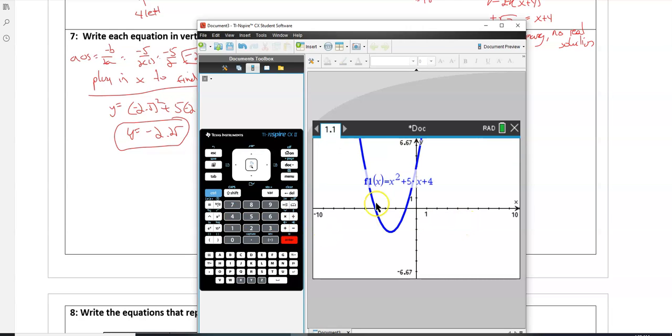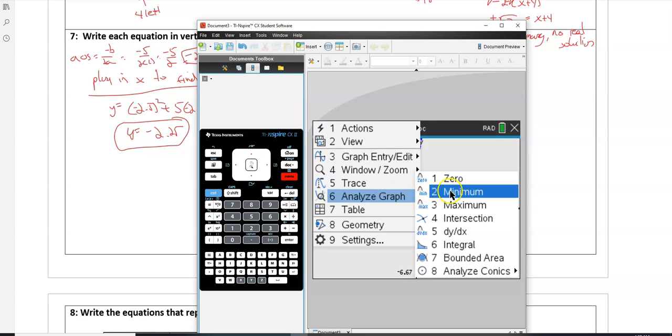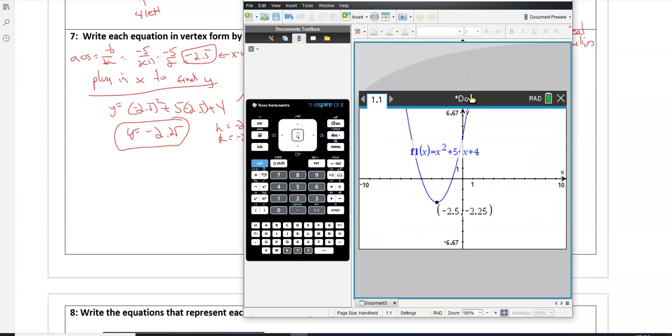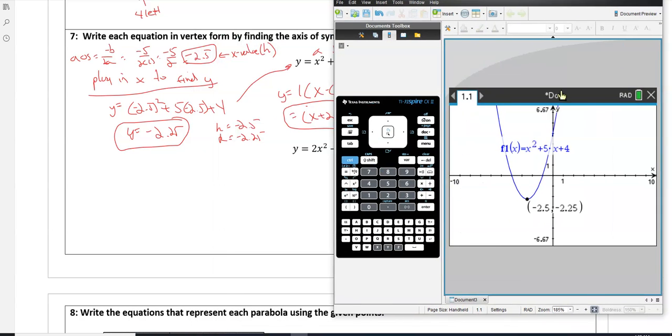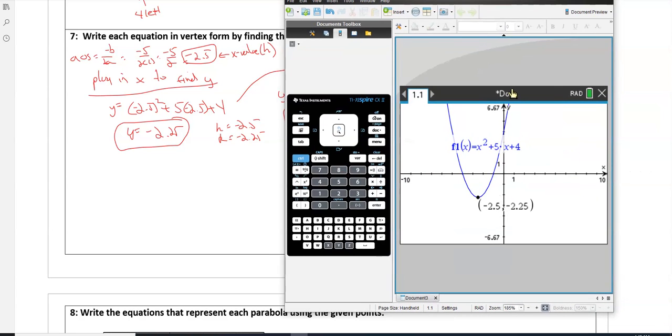And enter. And to find my vertex, I do menu and analyze graph, and I find the minimum because it's the bottom of the graph, that vertex. And then I use this thing and I scroll and go from there and make sure the shaded area has it, and there it is. Negative 2.5, negative 2.25, which is the exact same answer I got right here, right? So you can do it by calculator as well if the problem allows you to.